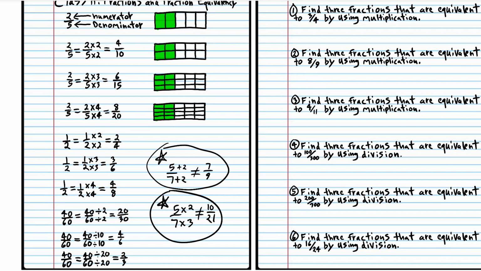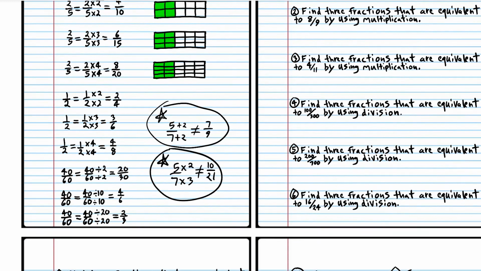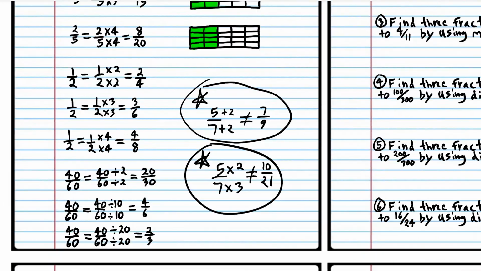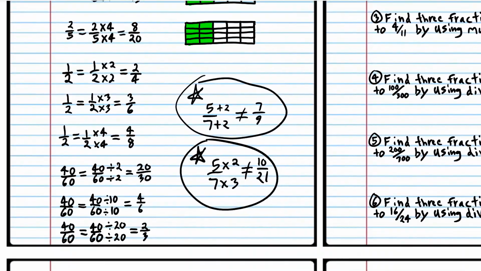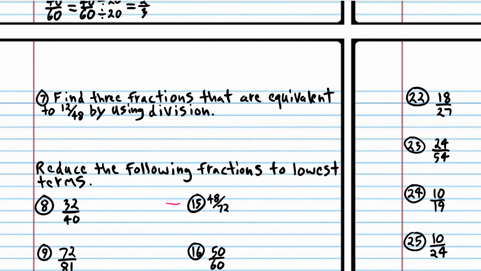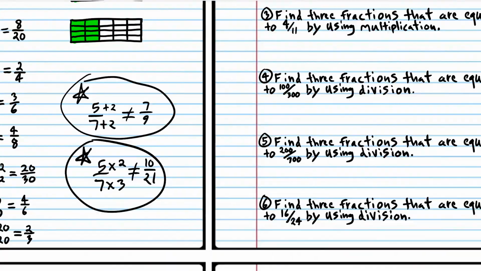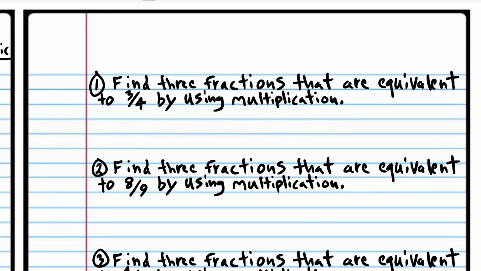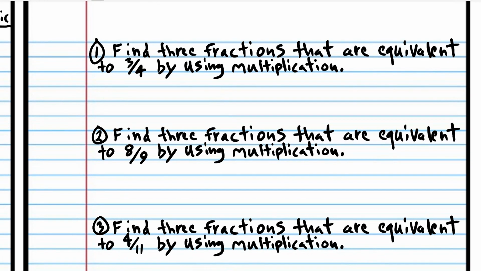Unless you didn't memorize your multiplication facts. I'm not going to keep going on and on about memorizing your multiplication facts, but if you didn't memorize those facts, man, you're not going to make it through this class. I'll tell you that right now. Alrighty. So that's your introduction to the fundamental principle of fractions. So now we're going to go ahead and do some practice problems. Number 1, find 3 fractions that are equivalent to 3/4 by using multiplication. So let's do this one together, and then you can do the next one on your own.